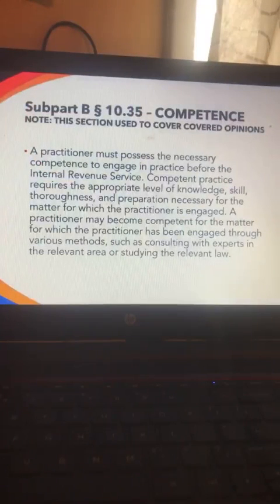Okay. 10.35, competence. Note that this section is used to cover what we call covered opinions. The practitioner must possess the necessary competence to engage in practice before the Internal Revenue Service. Competent practice requires the appropriate level of knowledge, skill, thoroughness, and preparation necessary for the matter for which the practitioner is engaged. Do you have the proper knowledge, skill, thoroughness, and preparation? A practitioner may become competent for the matter for which you've been engaged through methods such as consulting with experts in the relevant area, studying the relevant law.